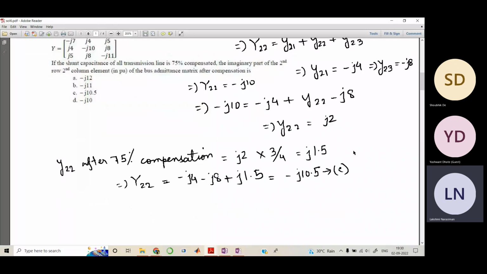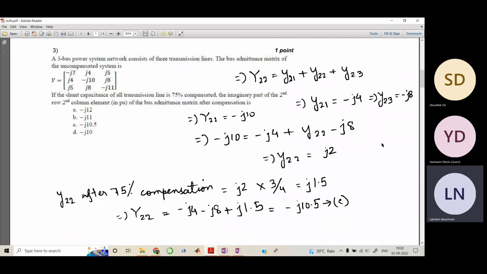Yeah. Here it is very clearly mentioned that 75% is compensated. So I guess I'm understanding right: 75% compensated in the sense I'm compensating the effect of capacitance for 75%, so the balance is what remains. I'll be having the effect of 1/4 of the actual value of J. That is what I'm understanding.